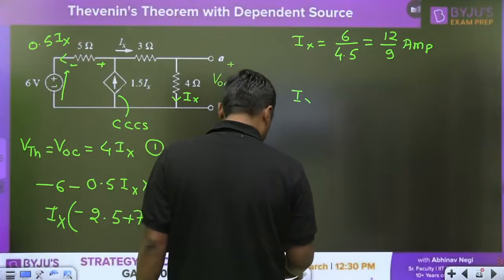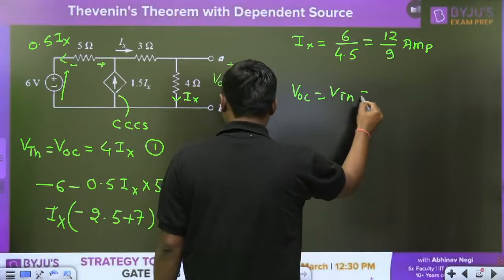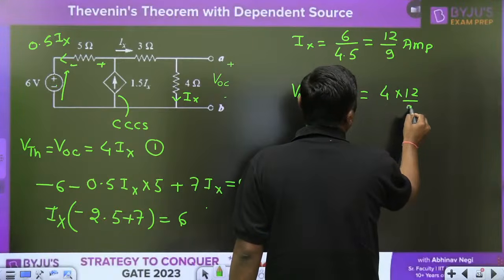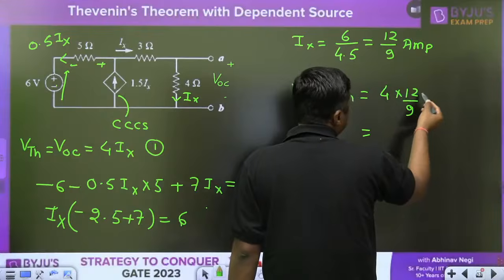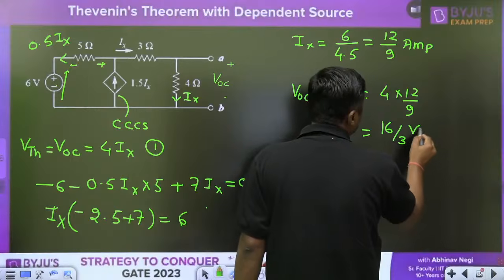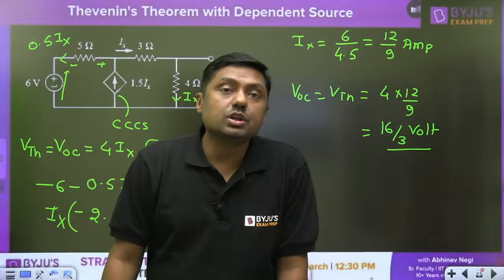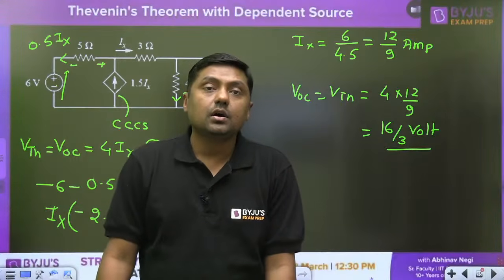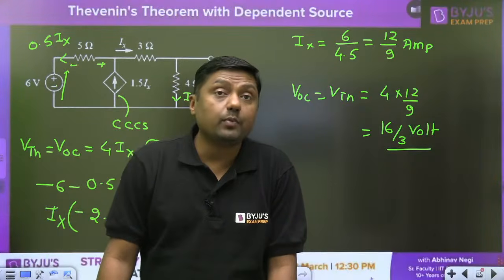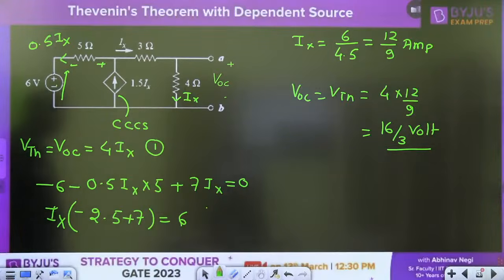Then VOC is equal to VTH is equal to 4 into 12 divided by 9, and that is nothing but 16 divided by 3 volt. How many students are getting the answer 16 divided by 3 volt? Yes, Chinmay, your answer is correct. Yes, 5.33. Yes, Manohar Hussain, your answer is absolutely correct, 5.33. That is 16 divided by 3. Easy. 16 divided by 3 volt.